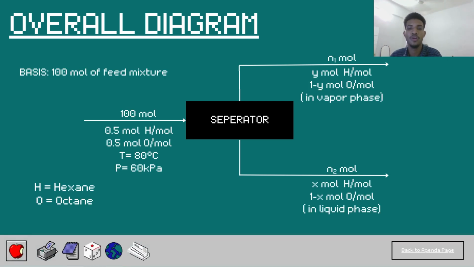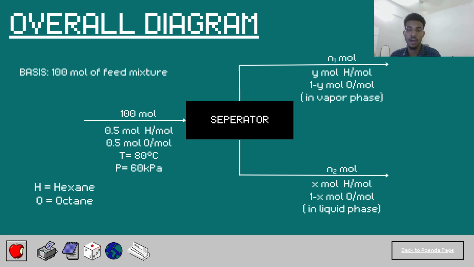So this is our overall diagram. H stands for hexane and O stands for octane. By using McMurry's Organic Chemistry, 10th edition, we were able to get the boiling points of hexane and octane, so we can assume the perfect operating temperature and pressure. Our temperature is 80 degrees Celsius and our pressure is 60 kilopascals.